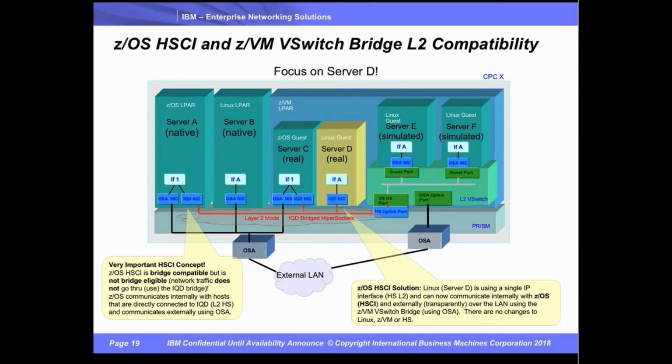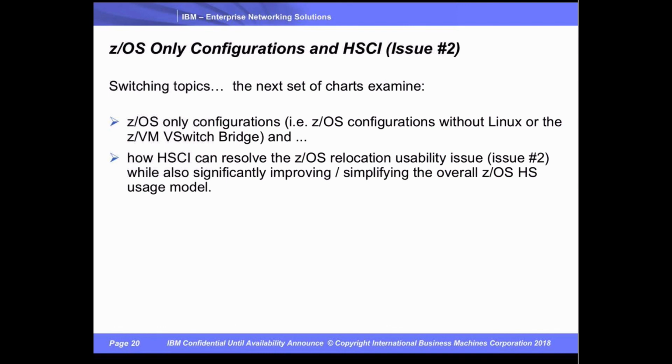And then the bubble on the right basically says that the solution is provided by z/OS. Server D doesn't change anything. It's just how it's configured. And server D can now communicate with, finally reach z/OS and reach the outside world or servers that are deployed on the vSwitch using a single IP interface. So from a usability standpoint, this finally connects the dots, makes for a very nice System z solution that works for all configurations. So the HiperSockets Converged Interface solves the incompatibility with the VM bridge.